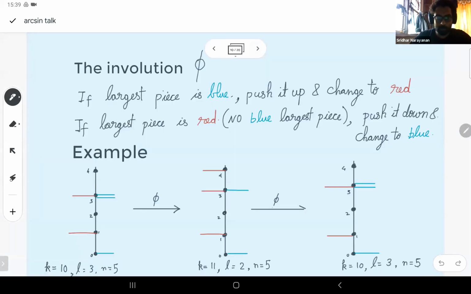So once we get comfortable with thinking of it in terms of these figures, we can describe the involution. There's a simple rule for the involution. We look at the largest piece.